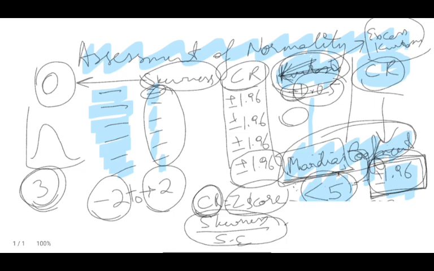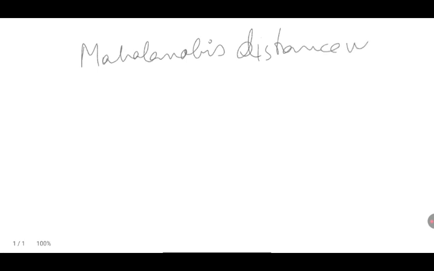In that case, what to do? In that case, we go to see the Mahalanobis distance values, which is calculated as Mahalanobis d square. Mahalanobis d square values. Now what is Mahalanobis distance values?